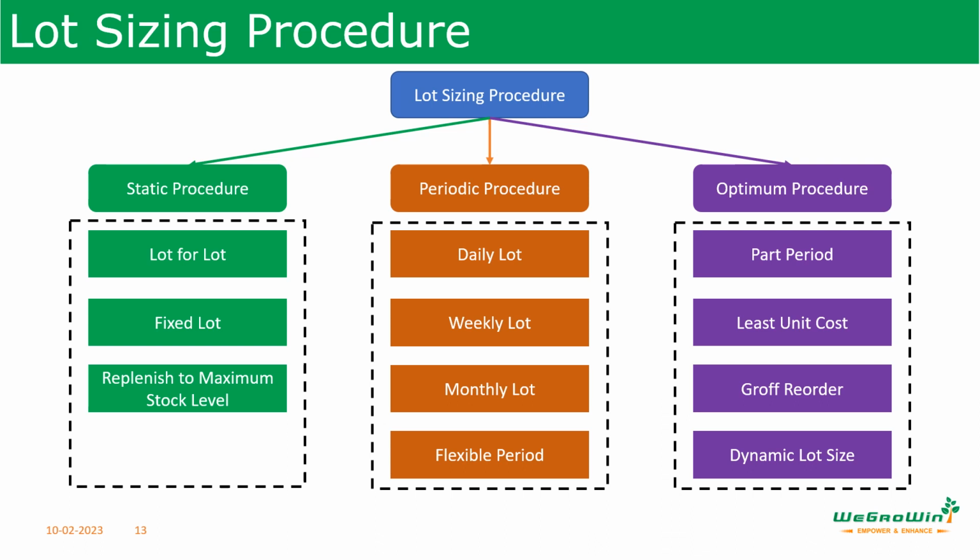The optimum procedure is to arrive at the optimum level of lot size, considering the inventory cost, ordering cost, all those things, with different methods like the part period method, days unit cost, graph reorder point, or dynamic lot size. Now, for our discussion purpose, we will discuss only the static and periodic. I suggest you explore the optimum procedure after you get used to these two procedures, static and periodic, not now.